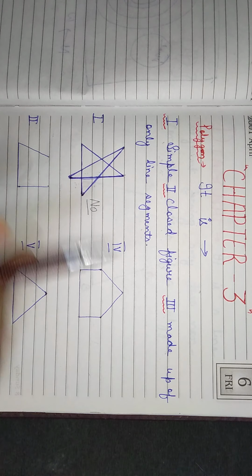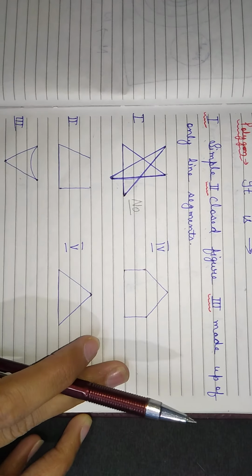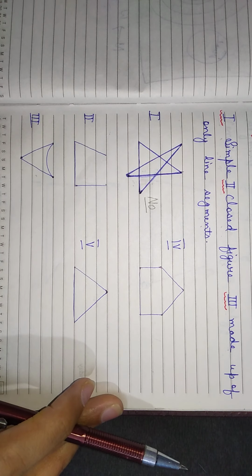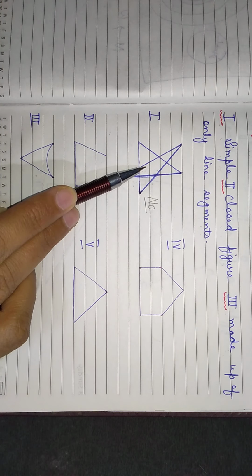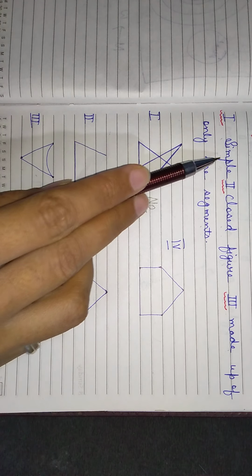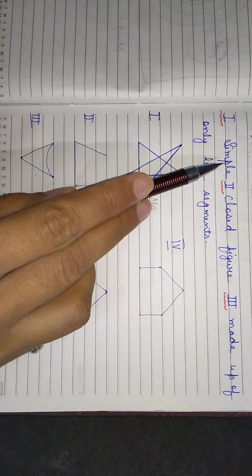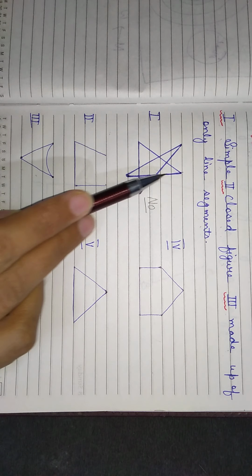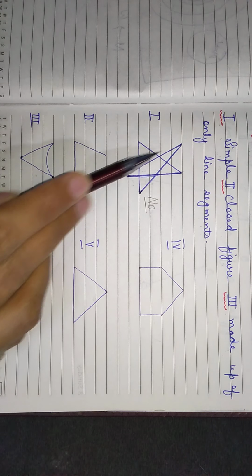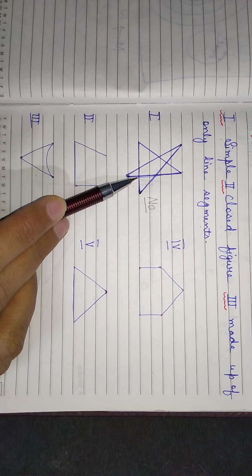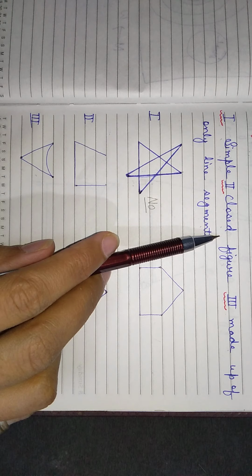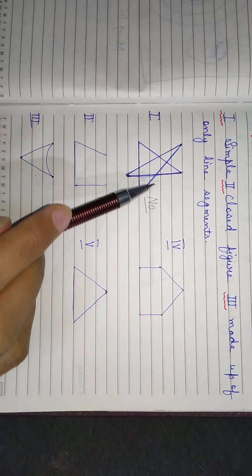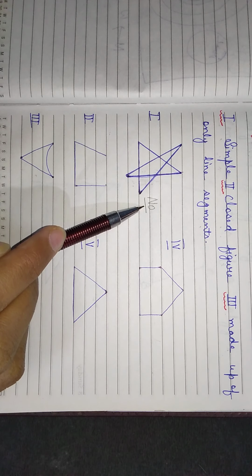Now let us check. Here some diagrams are given. We want to check whether these are polygons or not. Let us check first diagram. Here we want to check whether it is polygon or not. For this I will check first condition of polygon. It must be simple. But here we can see many lines are crossing each other. So it is not simple. As first condition is not satisfied, so we shall not verify further conditions. Means we shall write no, it is not a polygon.